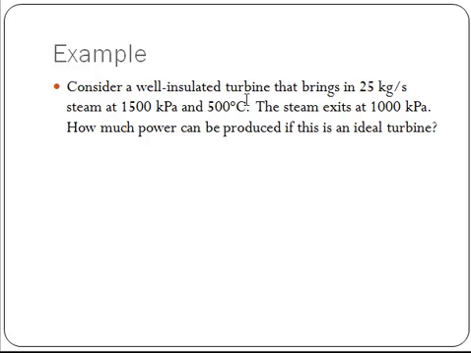So if we briefly look at a couple of quick examples, well-insulated turbine, I've got a flow rate given, temperature and pressure, and I have an exit pressure. And what I want to know is how much power this could produce if it were an ideal turbine. So I'm going to need some data.